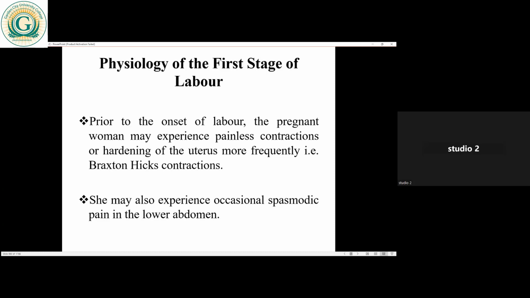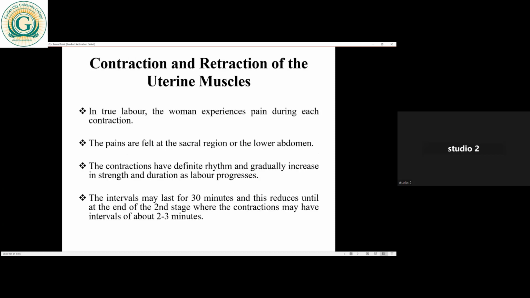Then in true labor, when the woman is in your ward and she has come to your ward, she experiences pain. This pain that the woman is experiencing is felt at the sacral region or lower abdomen. The contractions have a definite rhythm and gradually increase in strength as the labor progresses.